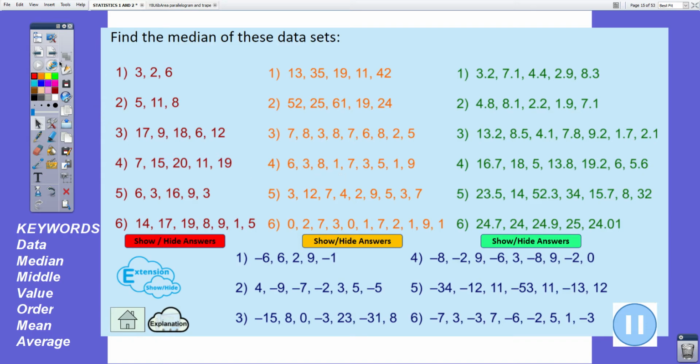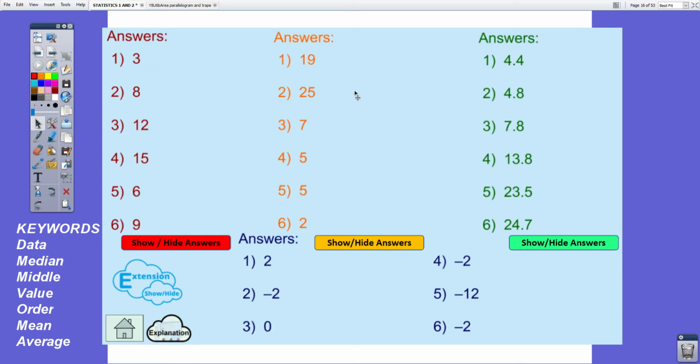Right, let's move on and go to the answers. Here are the answers, people. Hopefully you did all right on those. If you didn't get these answers, there's a chance that when you wrote the data values out, you may have missed one off. If you got any mistakes, then I suggest you go back to the questions and check to see where you made those errors. Let's move on.